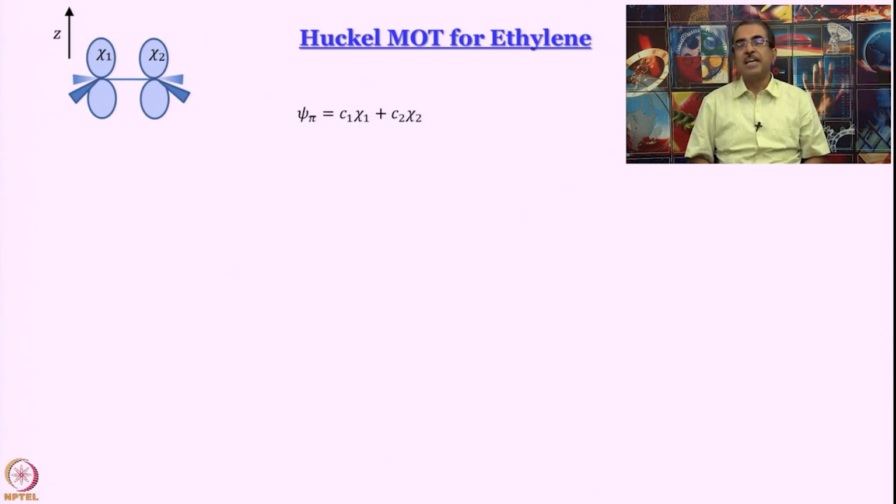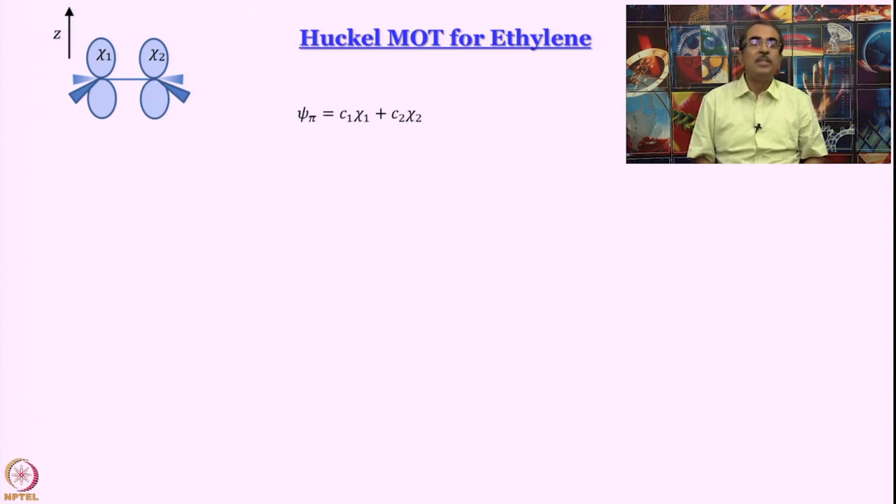Before going further, is there any reason why the magnitude of C1 should be any different than the magnitude of C2? Actually there is not. By symmetry, 1 and 2 are arbitrary labels we are using, we can interchange them. So, there is no reason why either of these coefficients will have more or less magnitude than the other. Remember, the square of the coefficient is the contribution of that p orbital in the molecular orbital, in the pi molecular orbital.